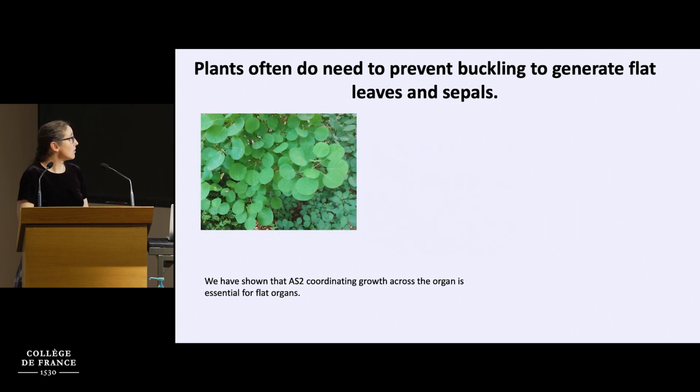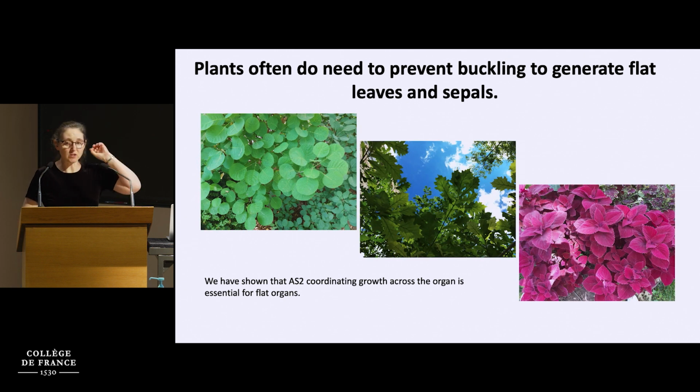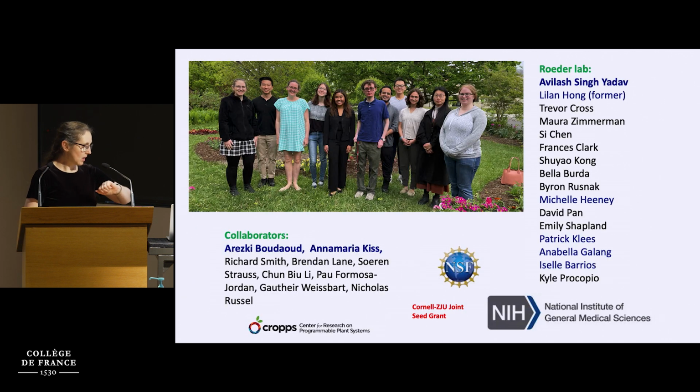But what we've shown is that the plant doesn't always want buckling to happen. So it's very carefully orchestrating its growth and coordinating growth across the organ somehow, and that's the big question, how is it doing this to make sure that buckling doesn't happen, and so that it can make flat structures like leaves and sepals.